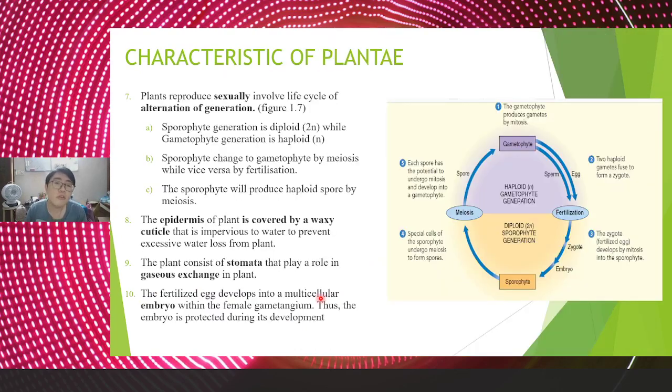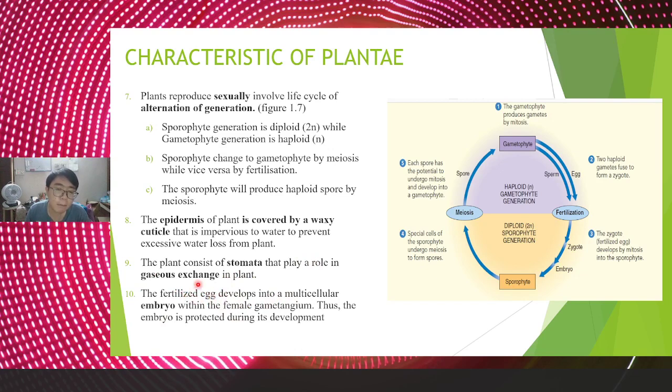Okay. And then for number 7, I will hold on. I proceed to number 8. Number 8 is the epidermis of the plant, for the leaf. The plant is covered by a waxy cuticle. You all also know the function: to prevent excessive water loss from the plant. And then another characteristic of plants is that they contain stomata, which play a role in gaseous exchange in plants. Okay, number 10 is about reproduction.